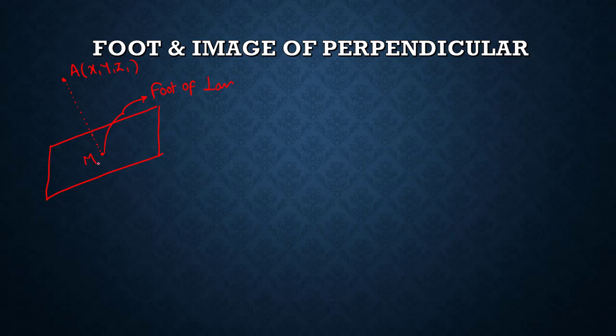This M becomes the foot of perpendicular, and suppose this is at a distance D, and if you move the same distance on the opposite side, you will get another point which is known as the image or the reflection of the point A. So we have to find out the coordinates of this M and this A. This is nothing but the foot and this is nothing but the image of a point. Okay, so let's start how to find out these two.